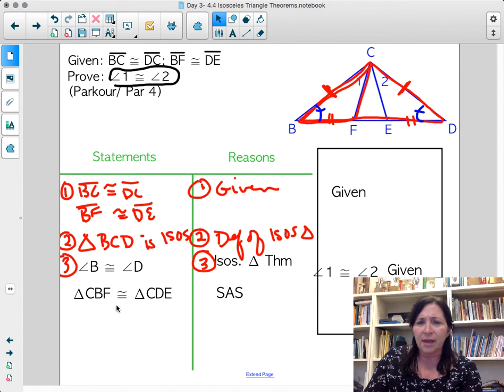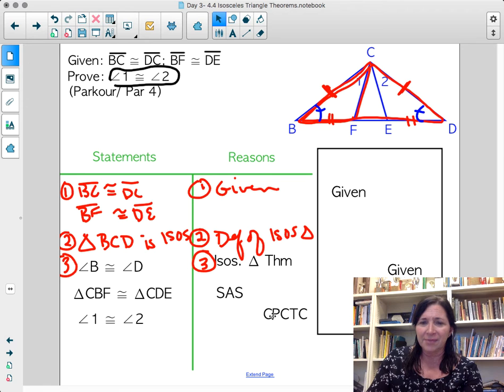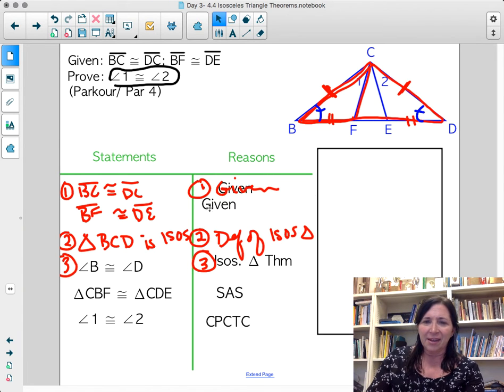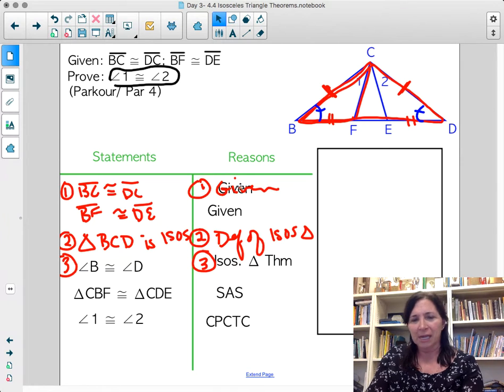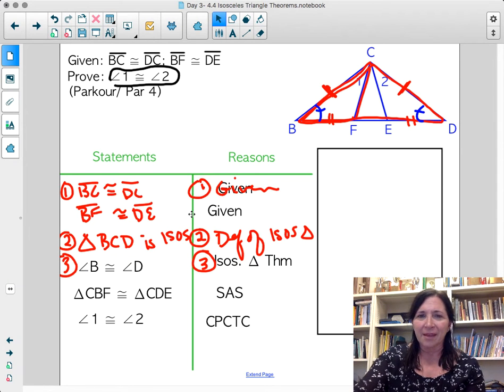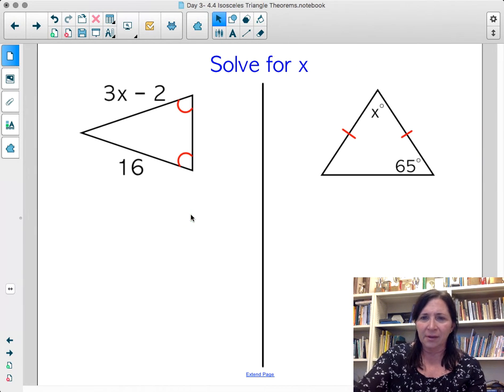In addition to that, once my two triangles are congruent, then I can say 1 is congruent to 2. CPCTC. I guess I didn't put my givens in there. There's a given, and that one's given too. You actually can combine them into one. Okay. And that's done. So let's solve for x.